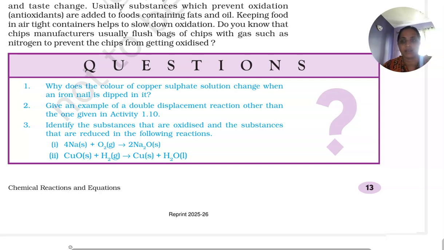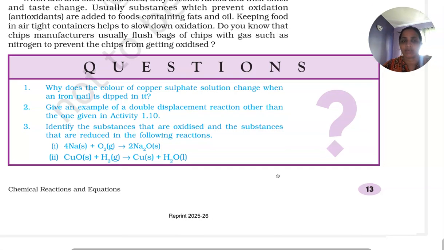Why does the color of copper sulfate solution change when an iron nail is dipped in it? So that is the question. Why does the color of copper sulfate solution change when an iron nail is dipped in it? So how will you do that one?